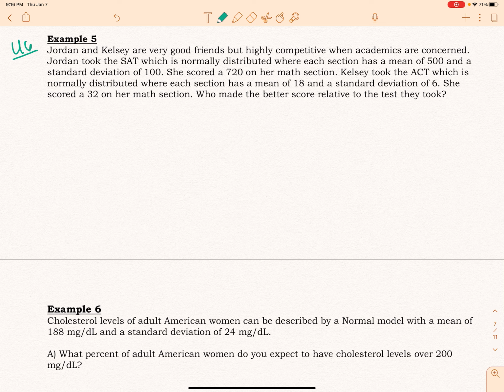I know that, or I believe they've changed some of the scoring on the SAT and ACT maybe in the last few years. I don't know. So I don't know how up to date this is. So just forgive me if that's not right.